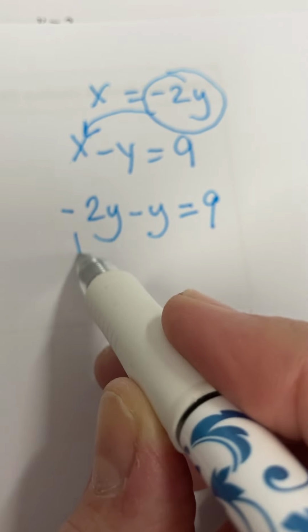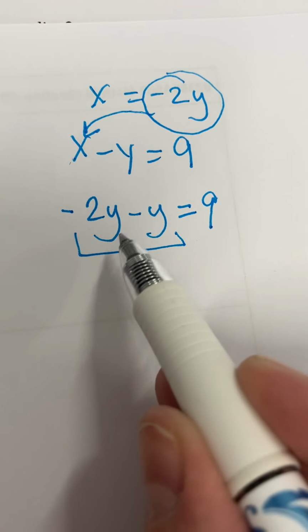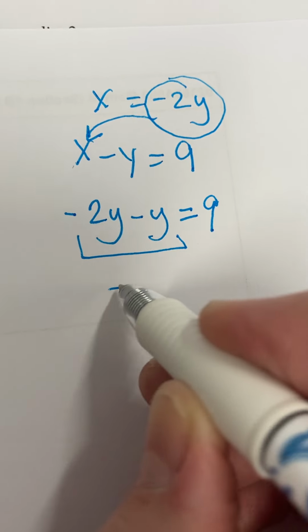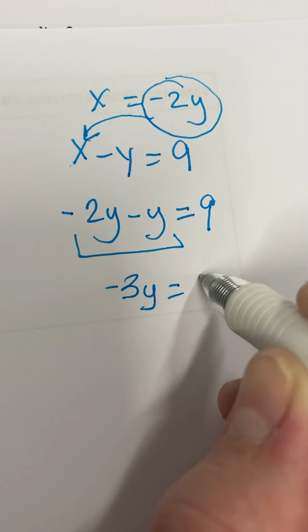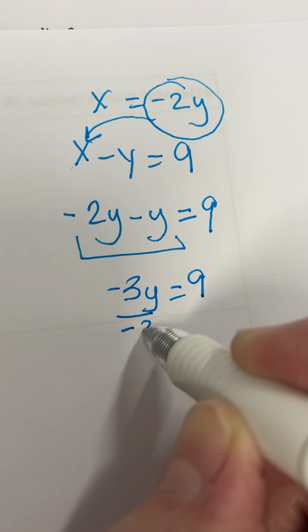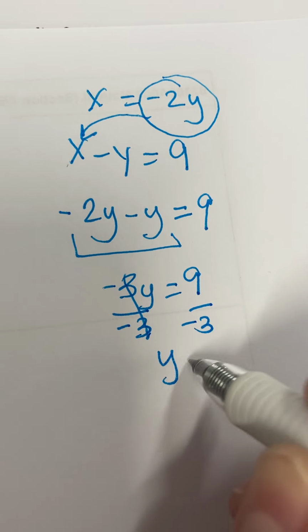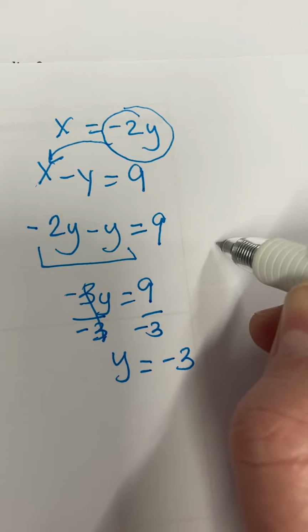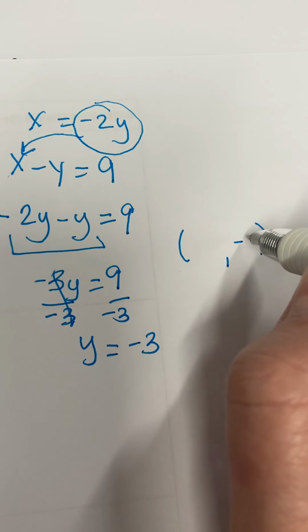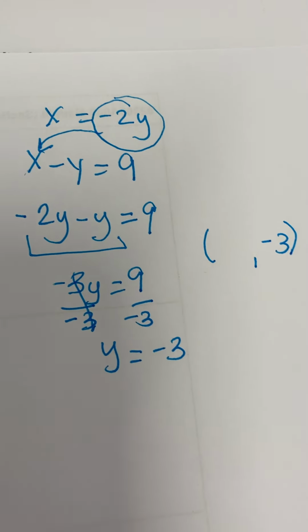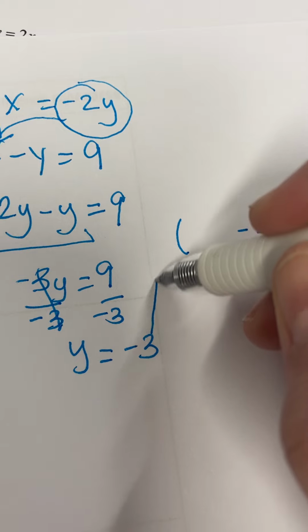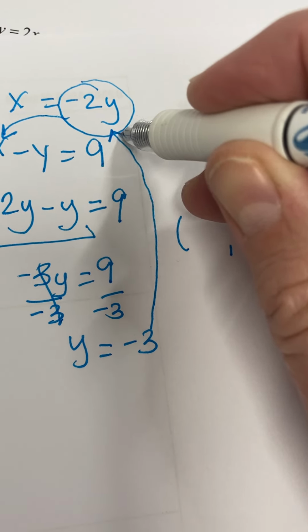Now I'm going to combine like terms. Well, I have a negative 2y minus a 1y is negative 3y is equal to 9. Divide by negative 3, divide by a negative 3, and we get y to equal negative 3. All right, well, if y is negative 3, again, these are your notes, so take it, draw an arrow up here.